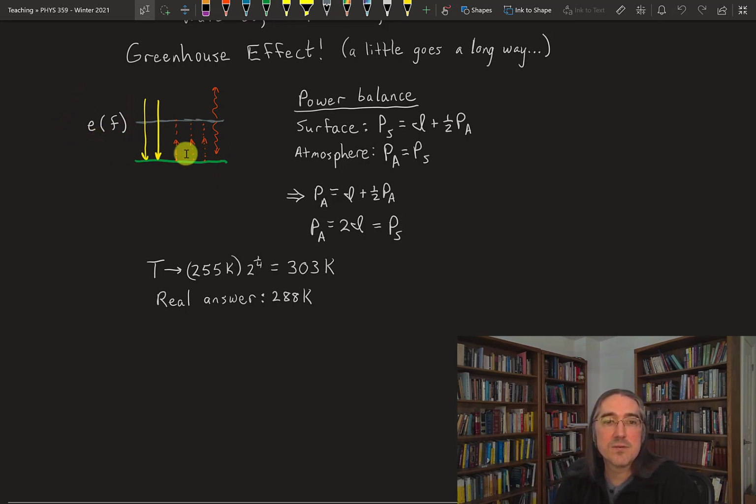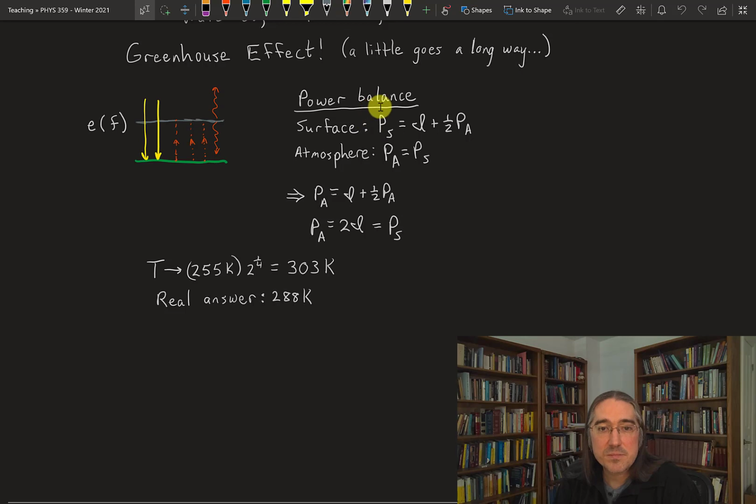So the Earth's surface absorbs well at all of these frequencies, infrared, far infrared, visible, whereas the atmosphere absorbs extremely well in the far infrared, not very well in the near infrared, not at all in the visible. The fact that the emissivity of the atmosphere in particular is a function of frequency is what makes the greenhouse effect work. Okay. So now let's look at the power balance.